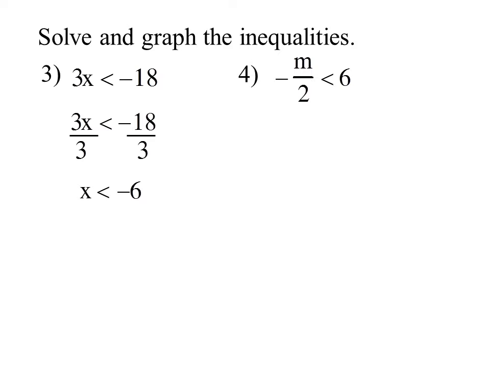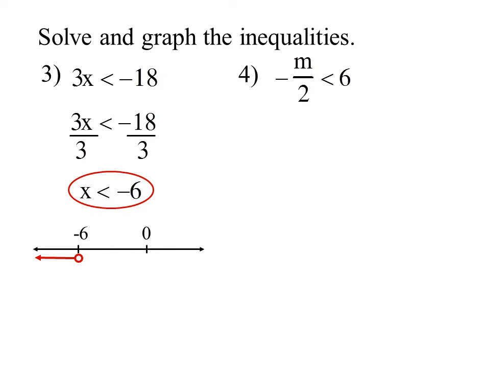If you look at the signs, we went from +3x to +x, -18, -6. Those positive-negative relationships are still basically what they were. And so that's our solution. We do the quick graph. So circle at -6, it's less than, which points to the left.